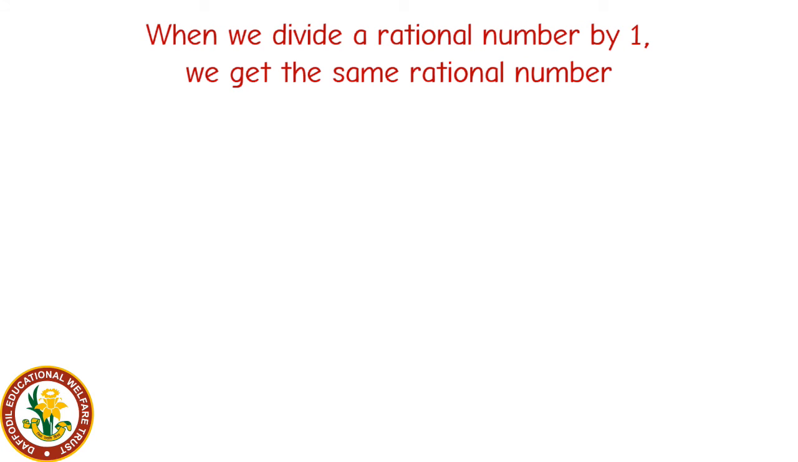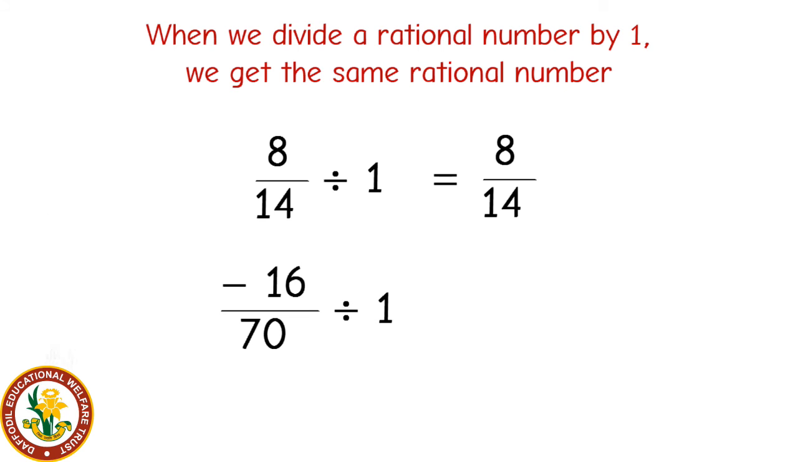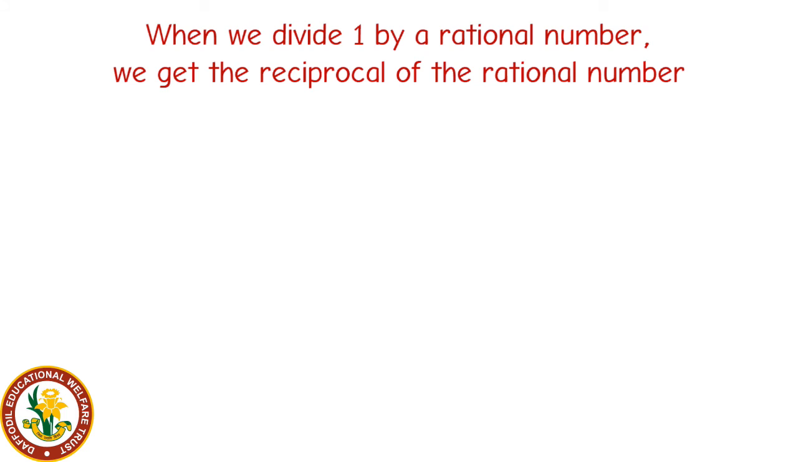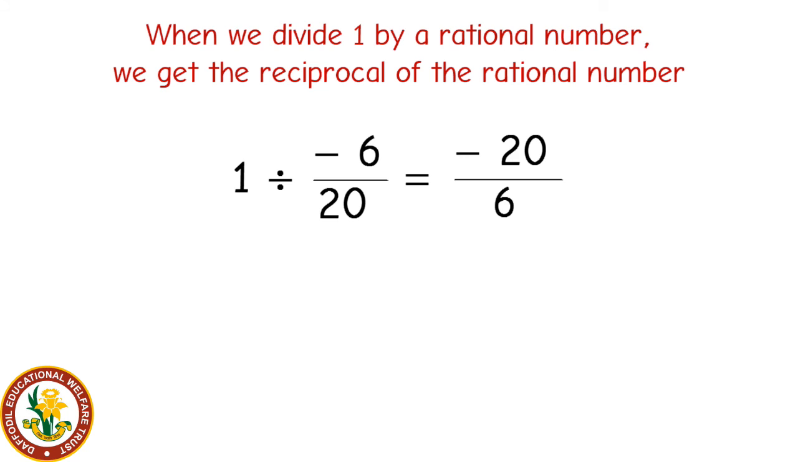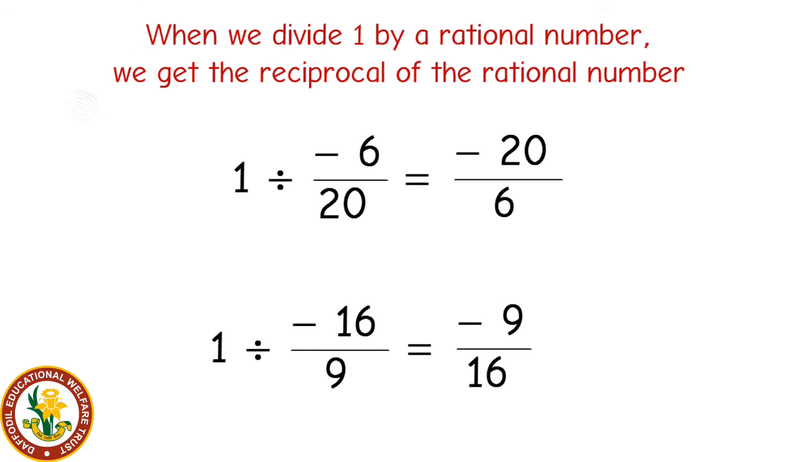When we divide a rational number by 1, we get the same rational number. 8 upon 14 divided by 1 is equal to 8 upon 14. Minus 16 upon 70 divided by 1 is equal to minus 16 upon 70. When we divide 1 by a rational number, we get the reciprocal of the rational number. 1 divided by minus 6 upon 20 is equal to minus 20 upon 6. 1 divided by minus 16 upon 9 is equal to minus 9 upon 16.